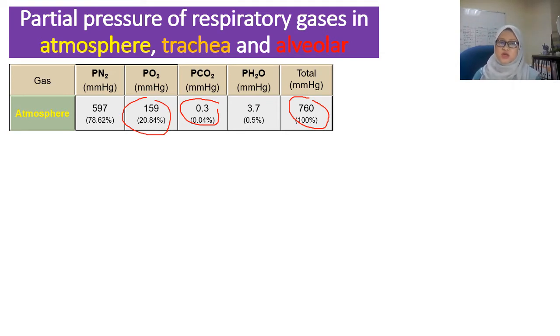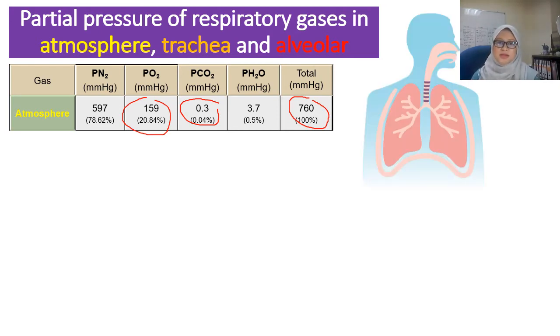But throughout this lecture, I am going to use 159 mm Hg as the partial pressure of oxygen. So these are the atmospheric pressures. But once the air is inhaled into the lungs, this partial pressure will change. Remember, your respiratory passages contain fluids or surfactant. This surfactant will humidify the air that we breathe.